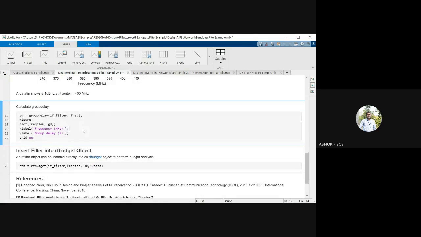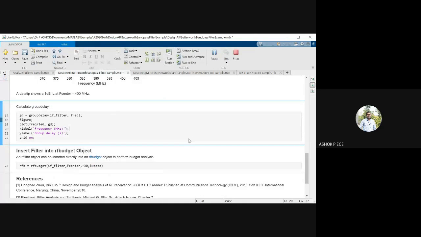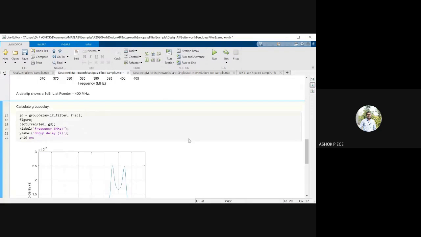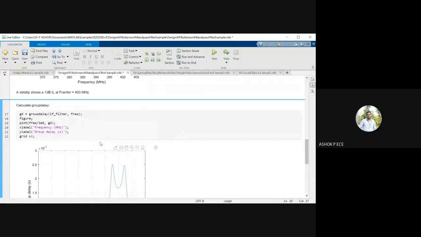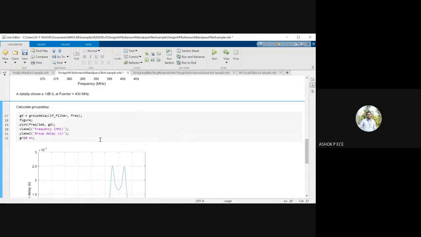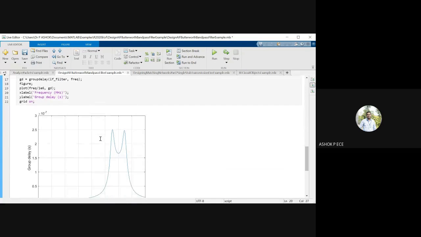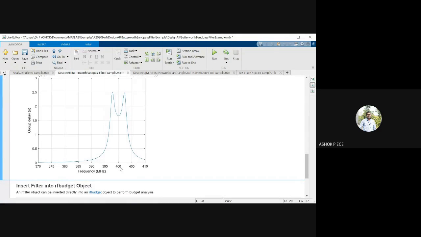Now you see, we are going to calculate the group delay. Whenever you are going to design filters, you will be seeing group delay, group velocity, phase velocity, all those things. What you should understand is that whenever you're designing a filter, at the particular design frequency, the group delay will be minimum. At 400 megahertz, my group delay is very, very minimum.